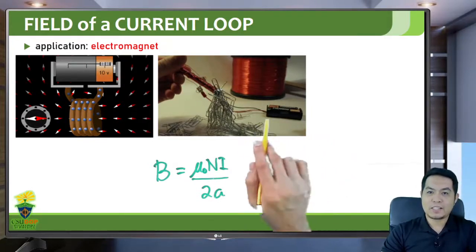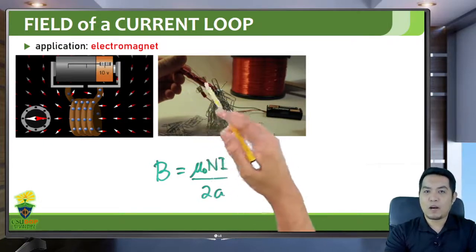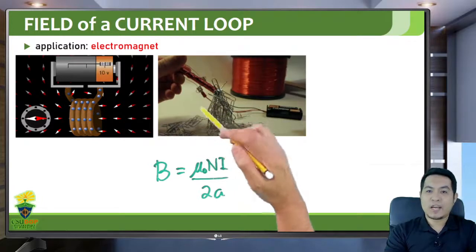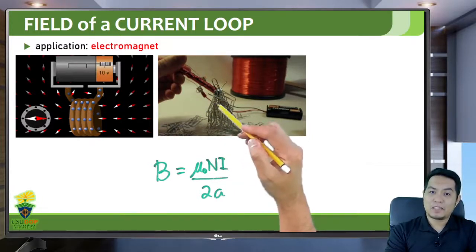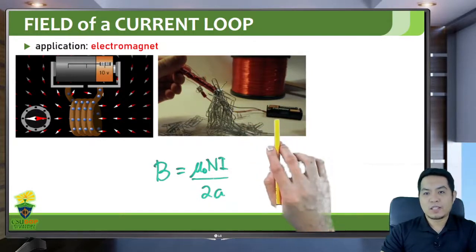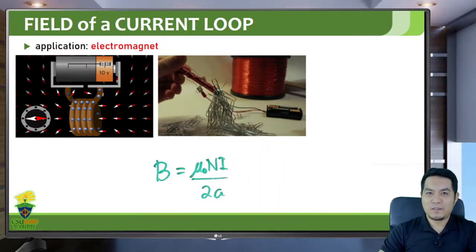So in this example, you have a wire wound around a metal nail and connected to just, I think, AAA batteries. You will notice that it has attracted a bunch of paper clips.